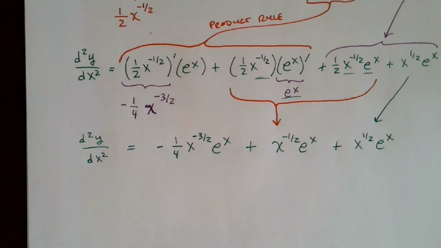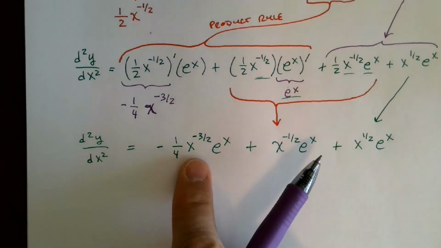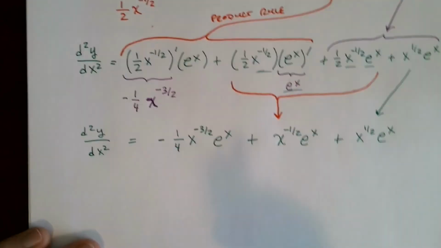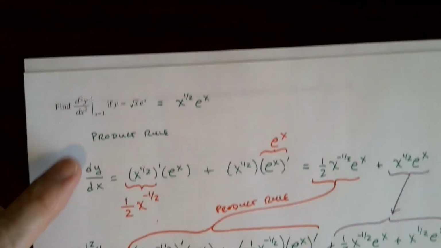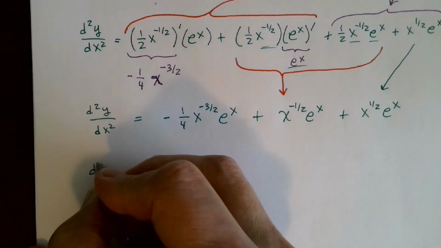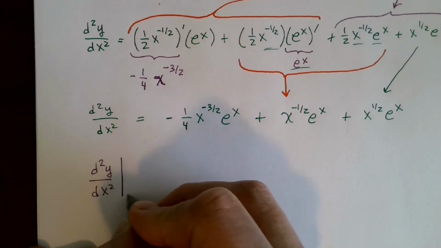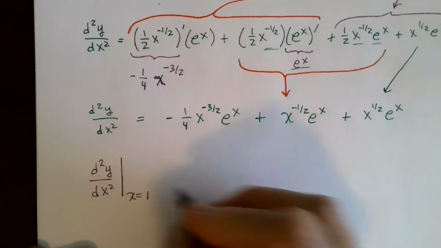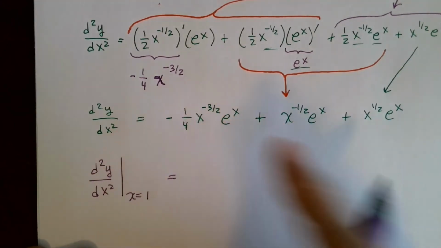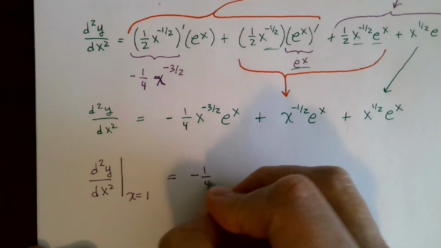And now, again, you could rewrite this without negative exponents. I'm not going to do that because we want to evaluate this when x is equal to 1. So I can just plug in. So the second derivative of this function, evaluated at x equal 1, that's the way we write the evaluation, is equal to what? So I'm just going to plug in 1 here.